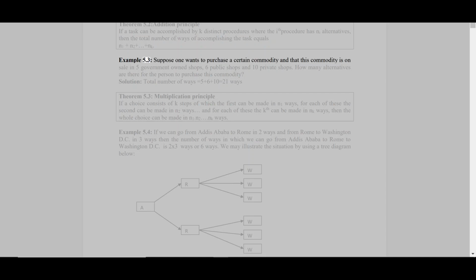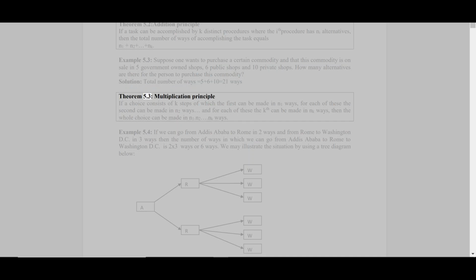Example 5.3. Suppose one wants to purchase a certain commodity and that this commodity is on sale in 5 government-owned shops, 6 public shops and 10 private shops. How many alternatives are there for the person to purchase this commodity? Solution: total number of ways equals 5 plus 6 plus 10 equals 21 ways.